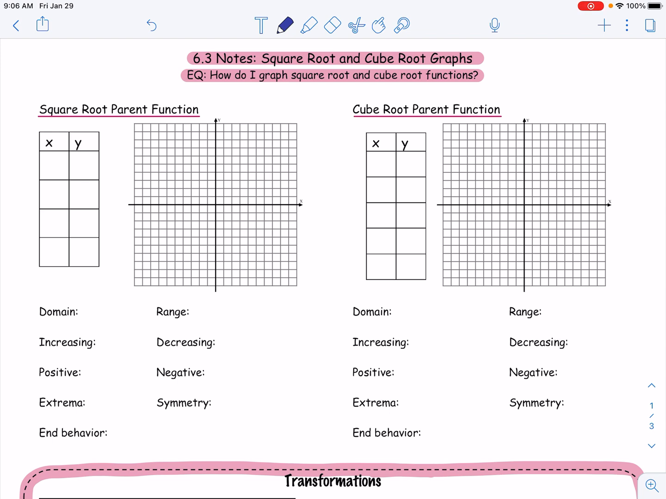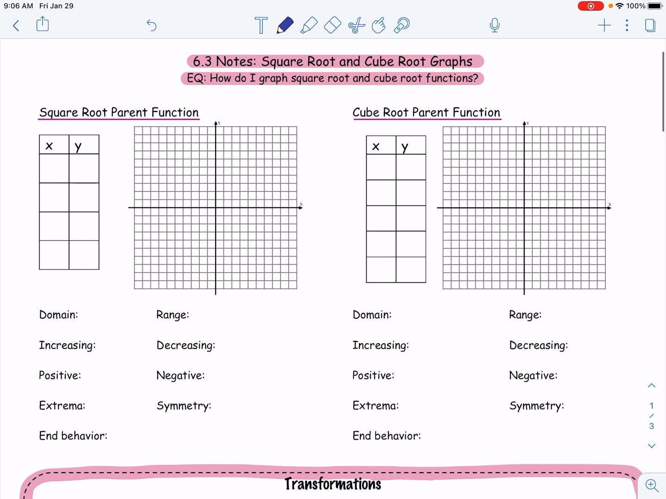Well, as always, we start with a table. And so let's think about what these functions are going to look like. This is going to look like the square root of some number, and then this is going to look like the cubed root of some number. So to make our life easy, we want to pick numbers to put into our table that are either perfect squares or perfect cubes. That way we can take the square root or the cubed root of them. So we're not worried about graphing these decimal numbers, right?